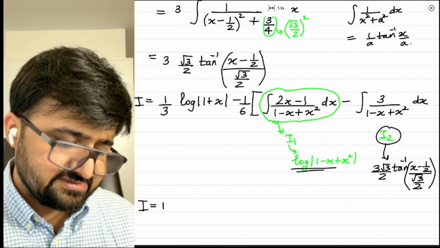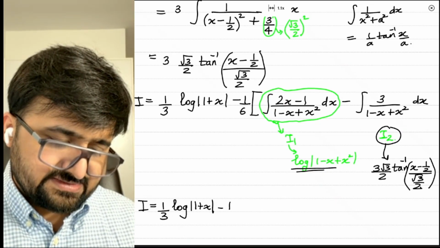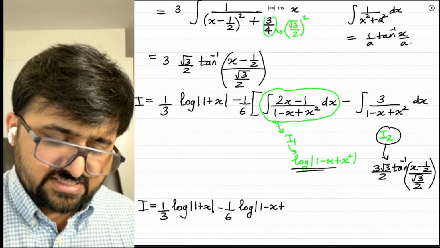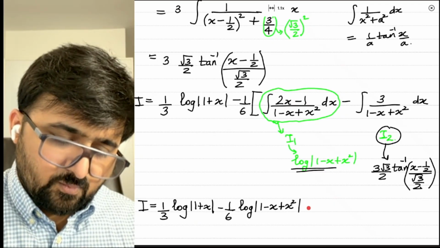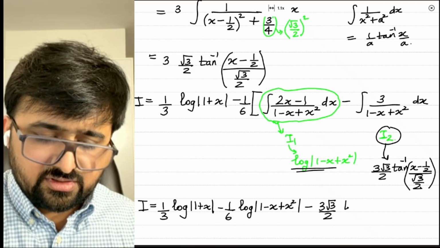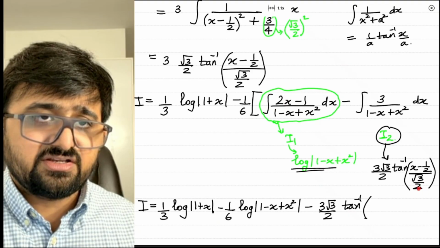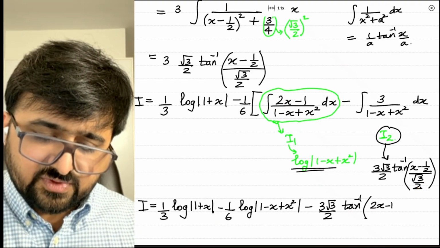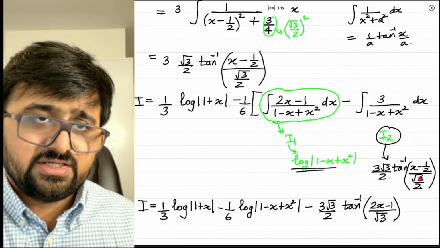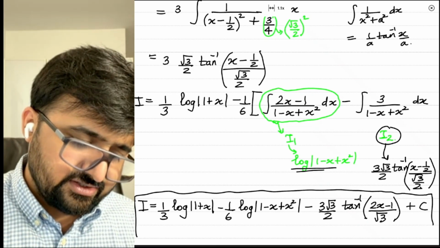So if I want to write the final result, it is 1 by 3 log mod 1 plus x, minus 1 by 6 log mod 1 minus x plus x square, minus 3 root 3 by 2 tan inverse. This 2 can go in the numerator because it's in the denominator's denominator: 2x minus 1 upon root 3. Because this 2 will just multiply here. 2x minus 1 divided by root 3. Plus let's add the constant of integration c. And that's your final result.